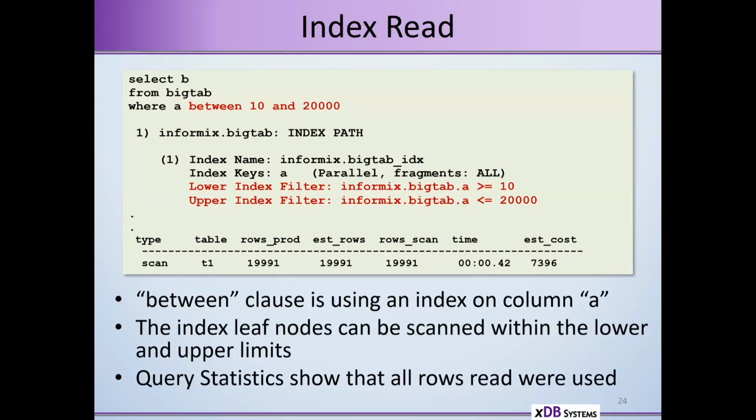And we see here in the query statistics that we read just under 20,000 rows, and the rows produced is the same. That's because the index is being used. There is no additional filter to eliminate rows. So you can consider, when you're using indexes here or specifying values, if you can supply an upper boundary, then the reads might be more efficient.